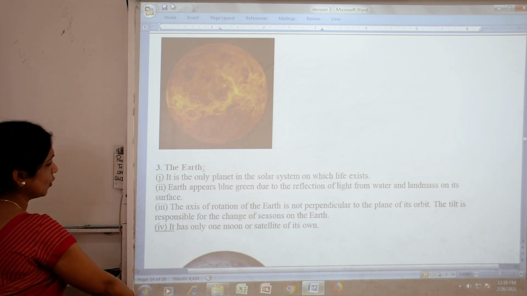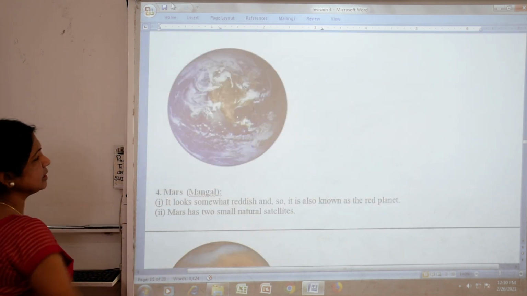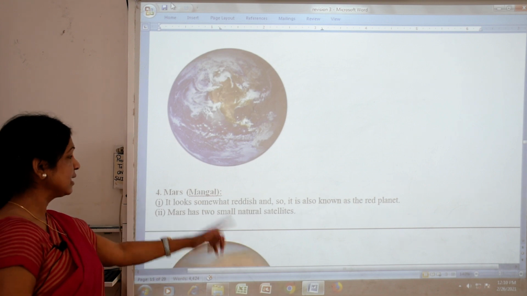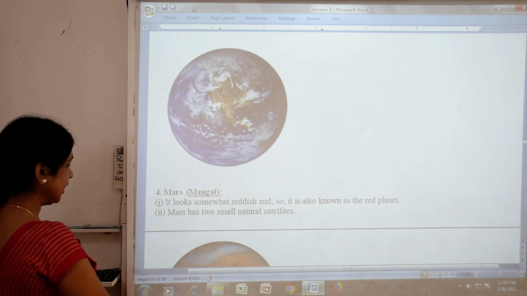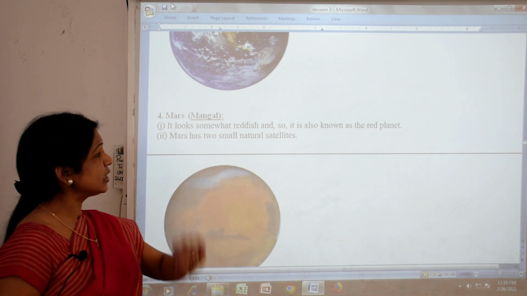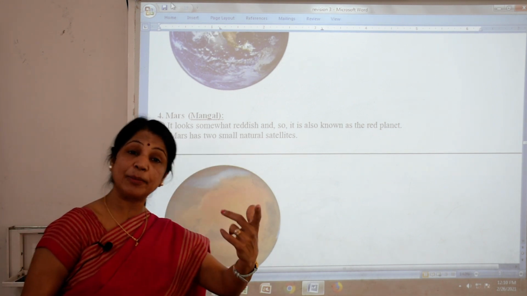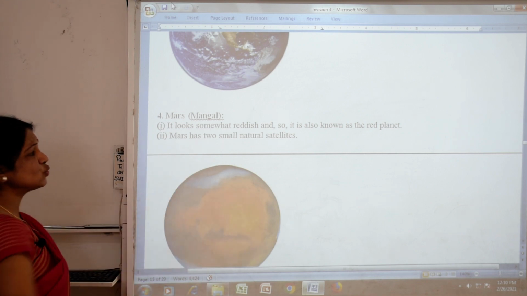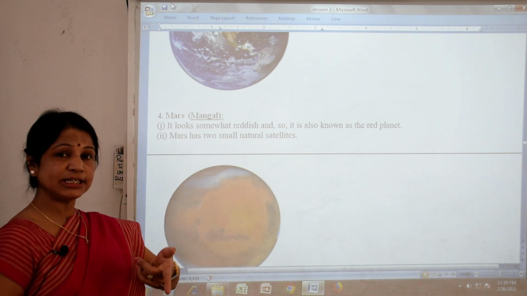Now further we are going to see Mars, it means Mangal, and it looks somewhat reddish, and so it is also known as the red planet. And Mars has two small natural satellites also.